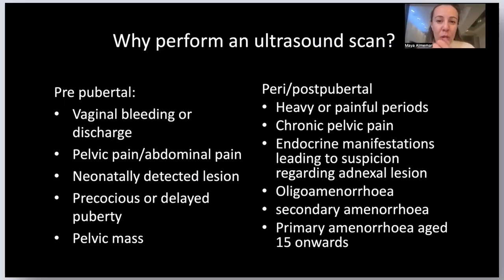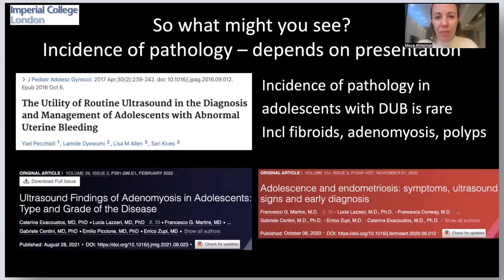In peri and postpubertally, of course, the most common indication is heavy or painful periods, and this is a very common reason that girls come to see us. The data suggests that about 30% of girls will start to miss school because of their periods and stop participating in sport. And so this really is a very important quality of life issue. There may be endocrine manifestations that suspect an adnexal lesion, oligoamenorrhea, secondary amenorrhea, or of course primary amenorrhea, where you're not seeing periods from the age of 15, 16 onwards.